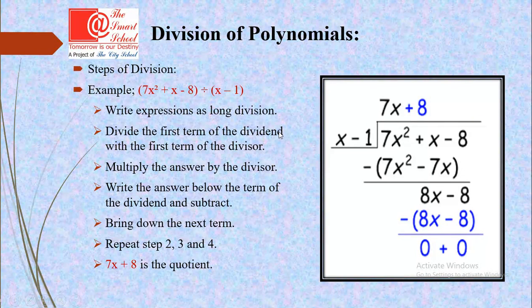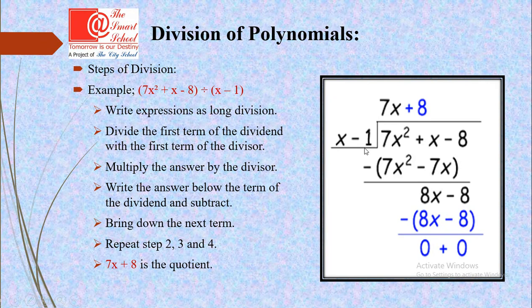Divide the first term of the dividend by the first term of the divisor, as x multiplied by whichever number we will find, we will write that over here, in the same way as we are doing simple number division. Multiply the answer by the divisor, write the answer below the term of the dividend and subtract. Bring down the next term and repeat steps 2, 3 and 4.